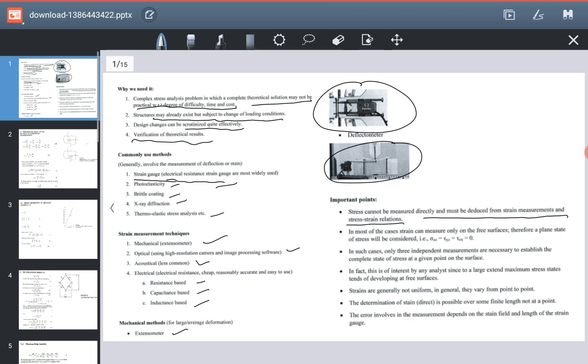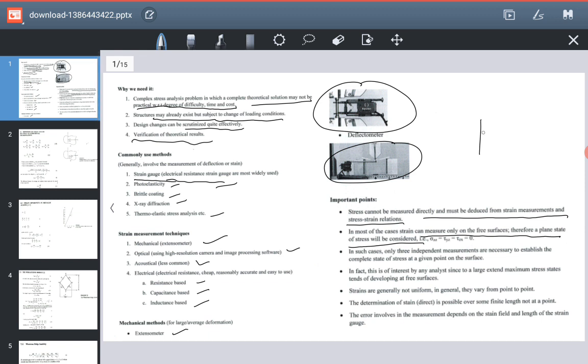Stress strain relations. So if the stress is force per amount of area, and if a stress cannot be measured unless it is coming out of strain. So if we know the strain, we can put back its value into the formula, and we're going to get the stress. So you can say that strain is actually a response of the stress. Okay, so stress cannot be measured directly. In most cases, strain can be measured only on the free surfaces, therefore a plane state of stress will be considered.